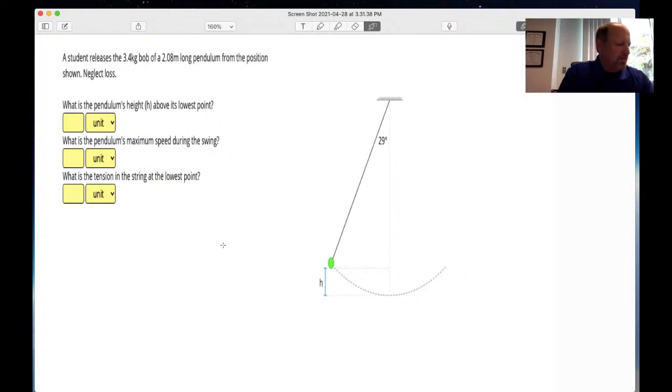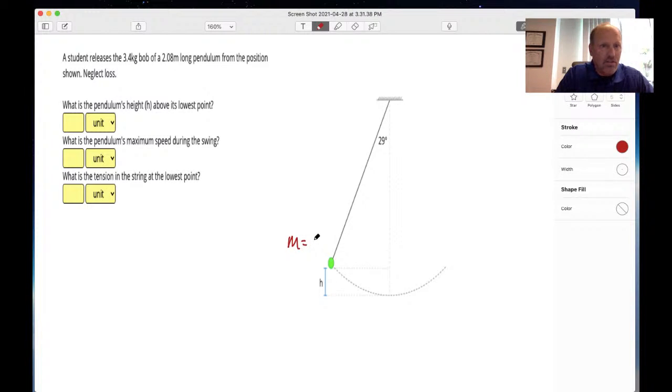So here's the pendulum problem. A student releases a 3.4 kilogram bob of a 2.08 meter long pendulum from the position shown, neglect loss. Okay, so the mass of the pendulum is 3.4 kilograms.